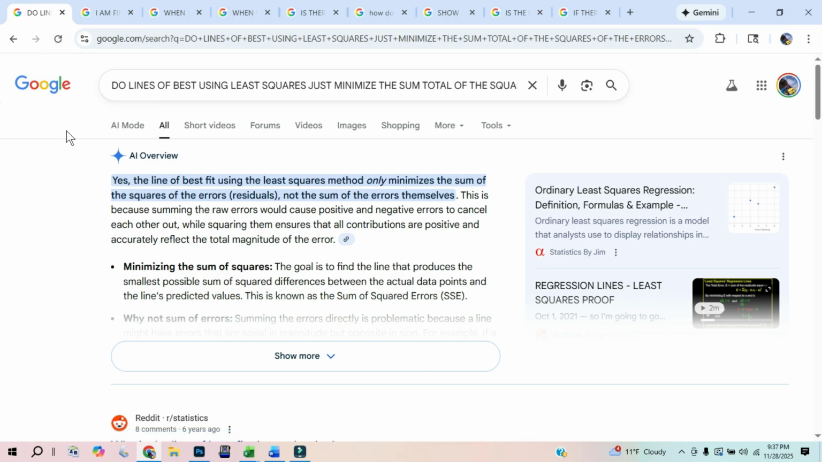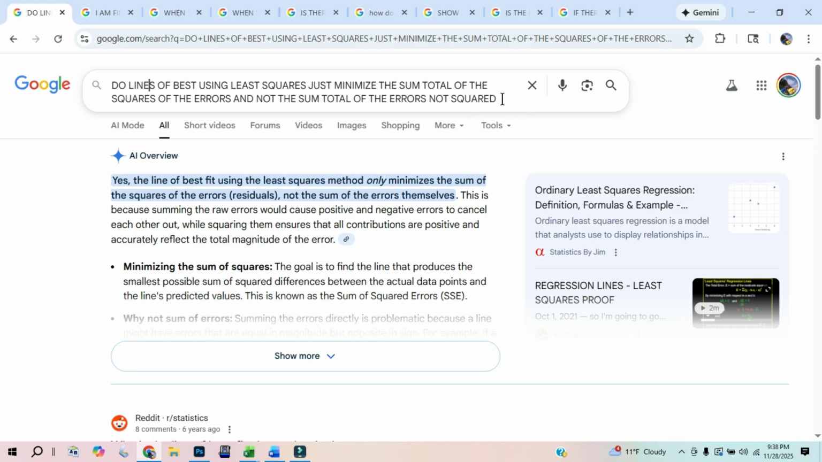I've already looked up all these, and I found out that squaring the errors is a fully separate process, and it's not just to get positive values. You know what I mean? And there are times where, so let's read these questions. It says, do lines of best fit using least squares just minimize the sum total of the squares of the errors and not the sum total of errors not squared?